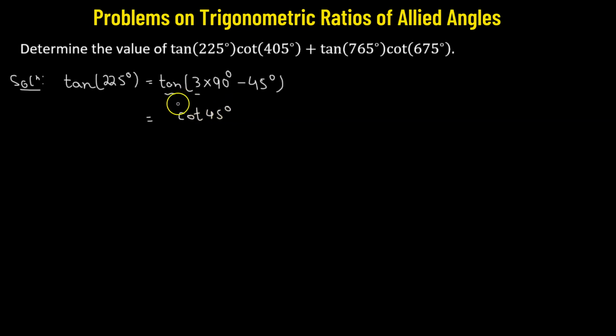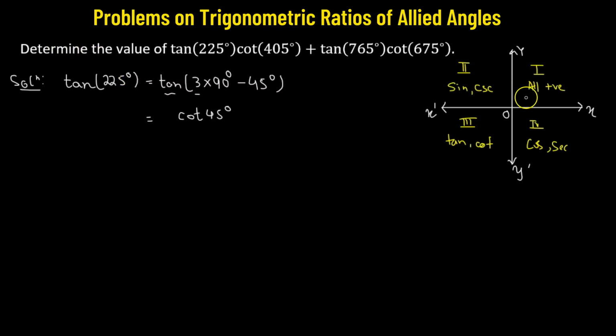Then we'll also have to take care of the sign. Sign meaning we have to make sure in which quadrant this particular angle 225 lies. For that we are going to use our coordinate system. So we have a coordinate system which is divided into 4 quadrants, and let's see in which quadrant our angle 225 degrees lies. So we have 3 times 90 degrees. 3 means we are in the 3rd quadrant. Also, we're subtracting 45 degrees from it. Luckily 45 being an angle less than 90 degrees, we're still going to be present in the 3rd quadrant.